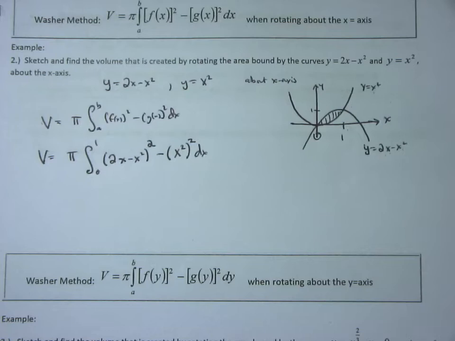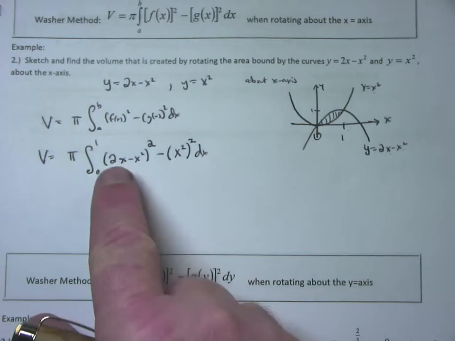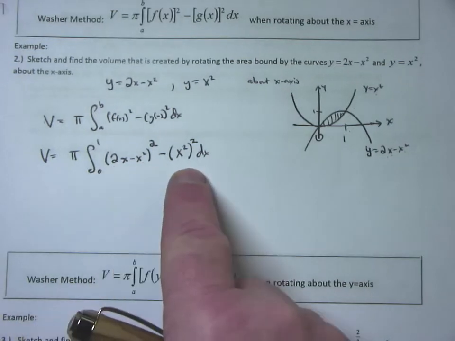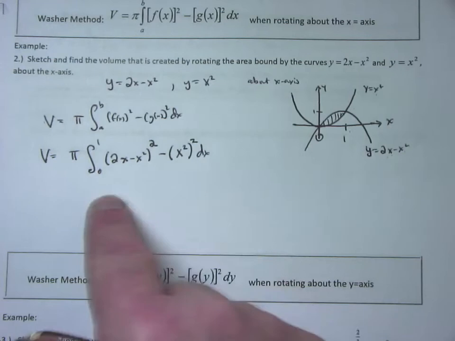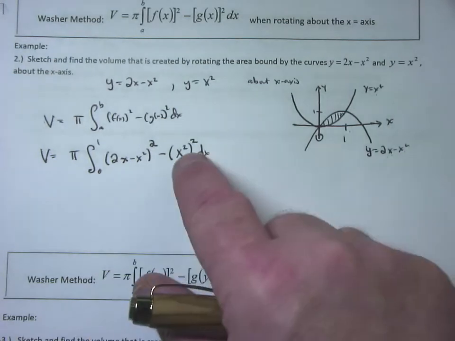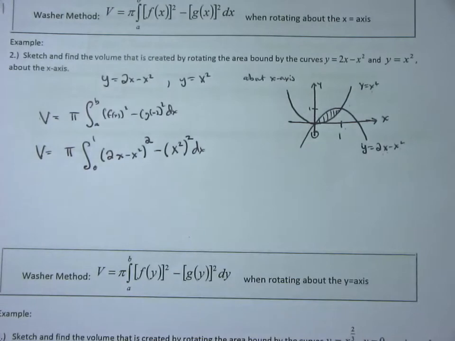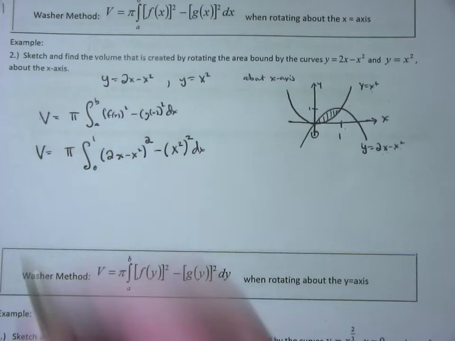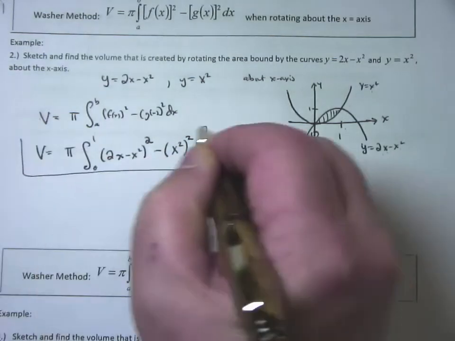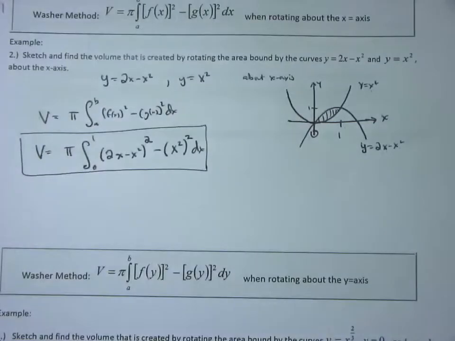But the ones that, well, okay, I would fold this out. This would be 2x minus x squared times 2x minus x squared. That would be 2x times 2x is 4x squared. I would fold this thing out. Minus x squared squared is x to the fourth, and then I get a bunch of terms. I integrate each term, then I plug in top minus plug in bottom. But I told you guys before, in chapter 7, my focus is going to be different. I'm going to ask you a question. Set up the integral that calculates the volume. That is the answer for setting it up.